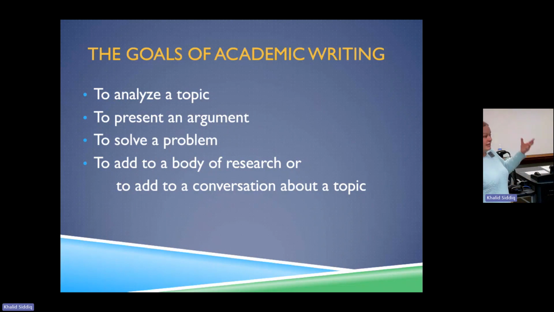So with differing opinions, there might also be problems that your community is facing as a community. As a discourse community, you're working to solve those problems. And your writing is going to give people ideas, and you're going to get ideas from other people's writing. So you're participating together in your field and coming up with solutions. And then finally, and all of these things kind of go with this, to add to a body of research or to add to a conversation about a topic.